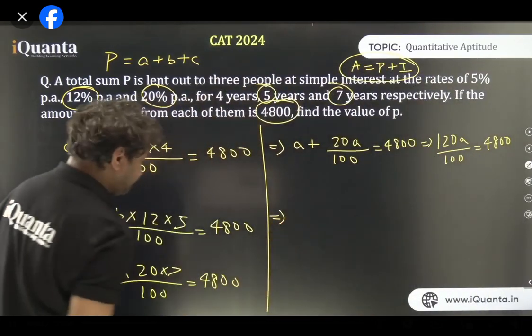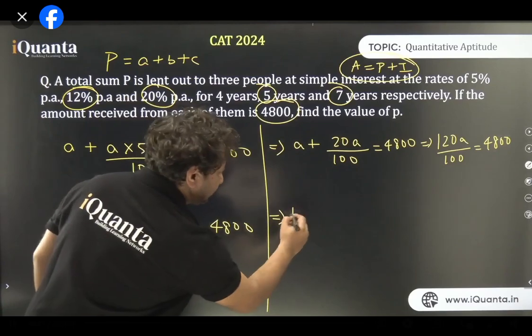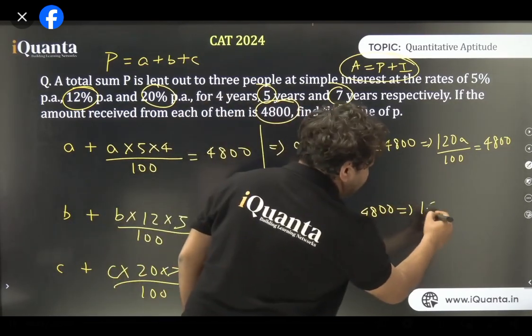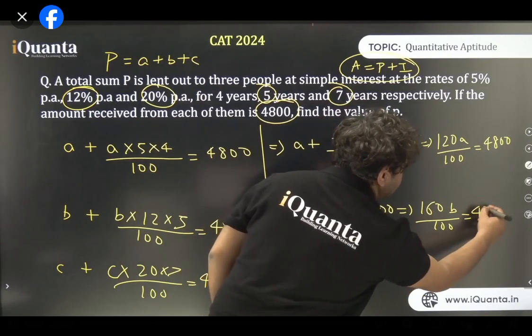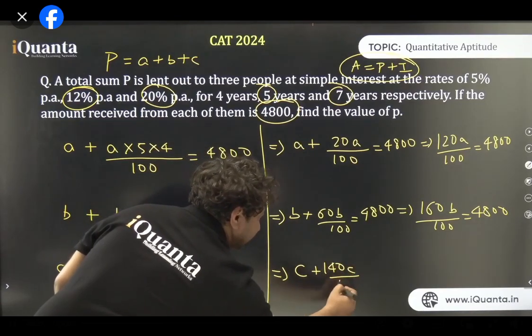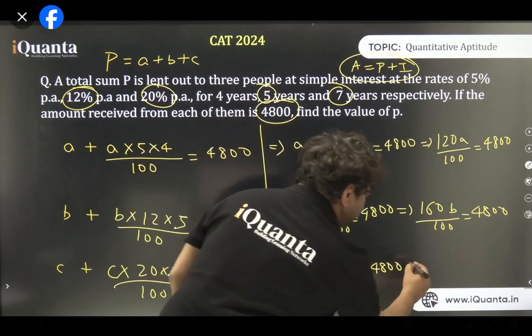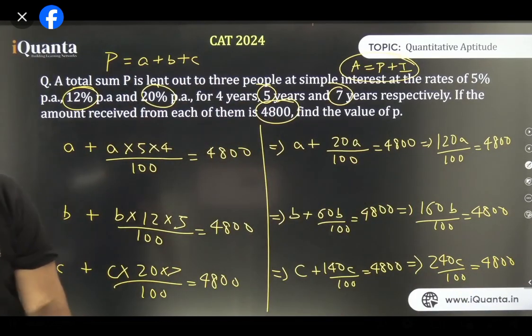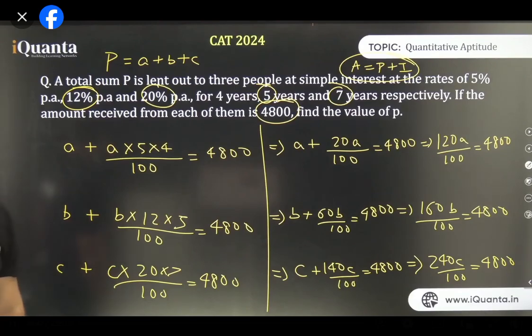Similarly, for the value of B, this is how much? 60. So B plus 60B by 100 is equal to 4800, which further means that 160B by 100 will be equal to 4800. And coming to the last one, C plus 140C by 100 is equal to 4800, which further means that 240C by 100 is equal to 4800. Now all of you can calculate A, B, and C and add them up. Cool? This is the simplest way to solve this question. Nothing can be simpler than this.